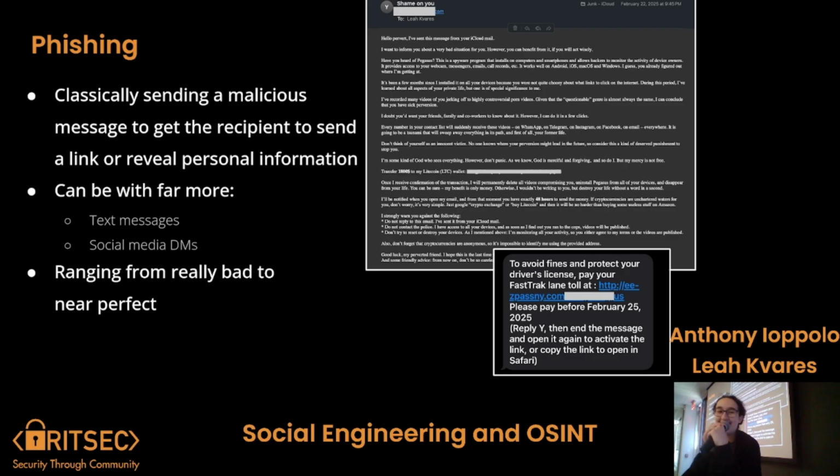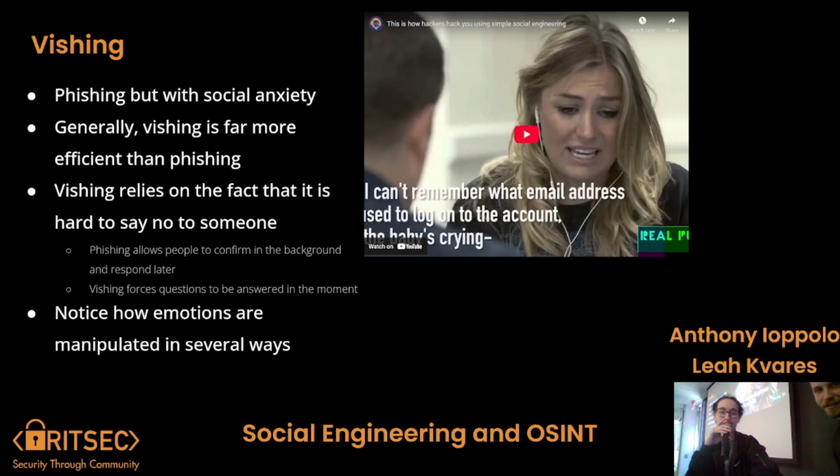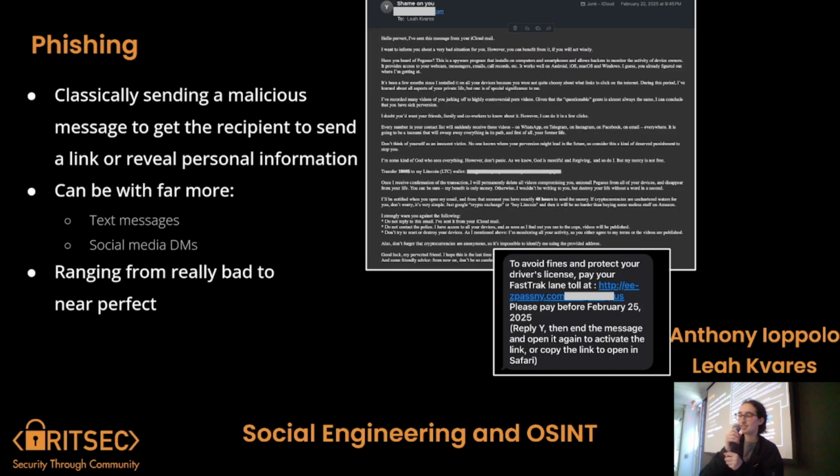Phishing happens through all these things. I thought there was a slide after this listing a bunch of phishing types, but it's gone. It was a bullet point list of the different phishing, because now it's getting out of hand. There's smishing, quishing, vishing, you name it. Again, it ranges from really bad to near perfect. It happens all the time. Social media DMs are also a big one.